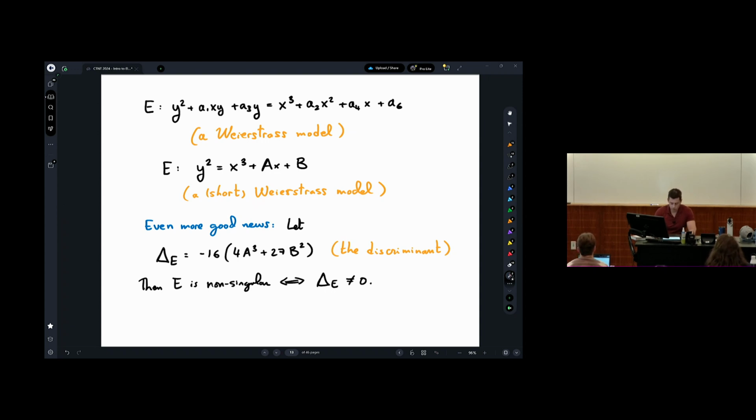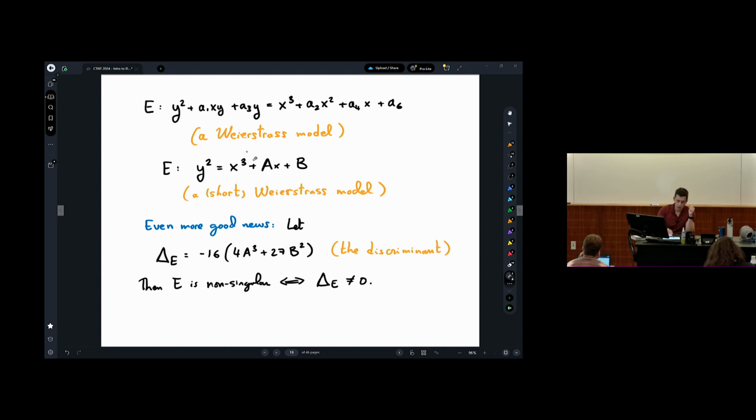So again, here's a Weierstrass model. Here's a short Weierstrass model. And it turns out that I could have a Weierstrass model, but just by being a Weierstrass model, it's not automatically non-singular. But the singularities are easy to detect.